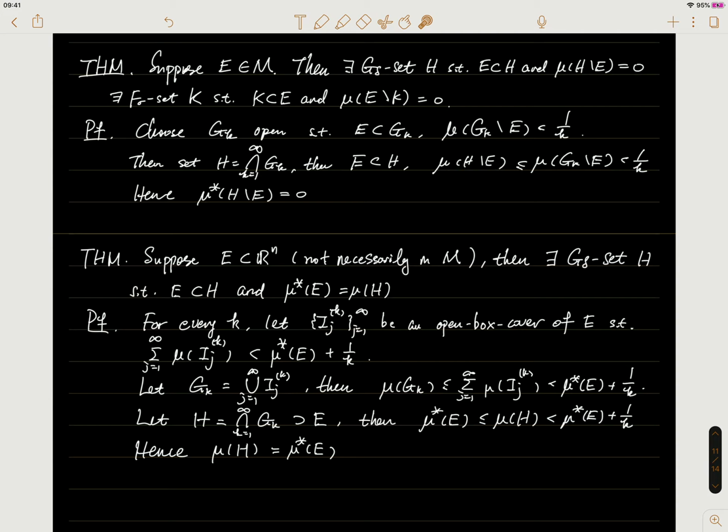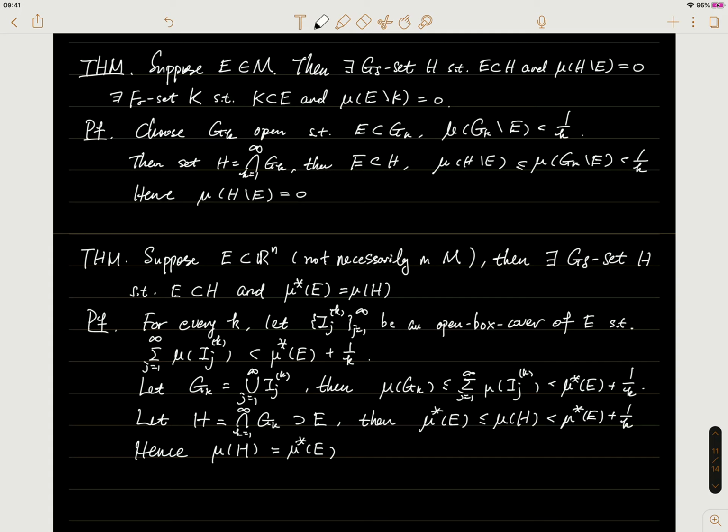the difference of G_k minus E. The reason is H is a subset of G_k, as we showed here. So this is less than or equal to the measure of G_k minus E, and that is how we chose this G_k. We made this G_k such that this measure is less than 1 over k. And now you can see that for every k, this set has a measure less than 1 over k. So we know that the measure of this must be 0.